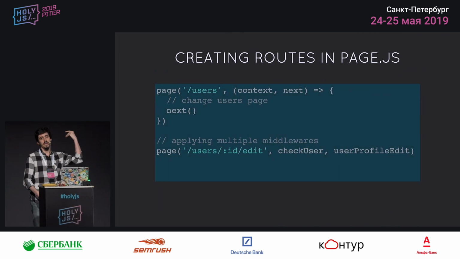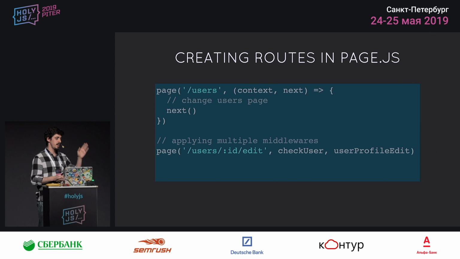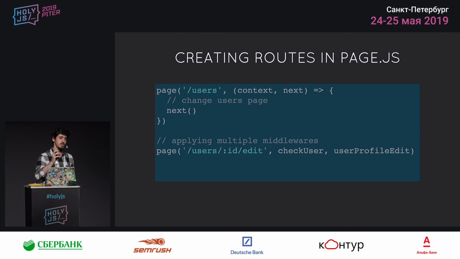This is what the API looks like. You have this page function that you can use for anything. You have the path, and you say, okay, I'm going to create a page, and when the user goes to this page, I want to execute this function. Inside that function, you have to call that next function. That next function is going to say we continue on with the operation.